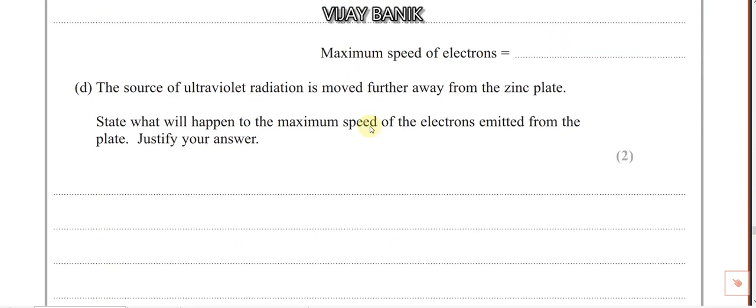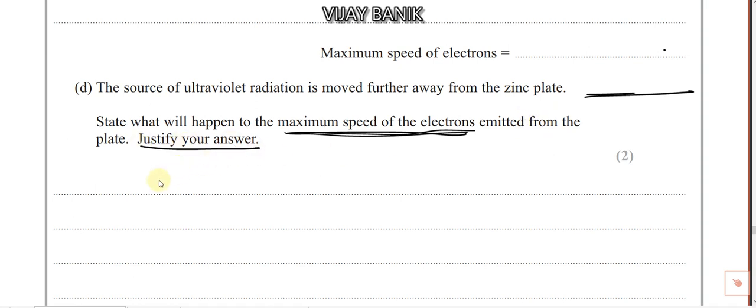Now, the source of the ultraviolet radiation is moved away from the zinc plate. If the source is moved away, its intensity decreases. Remember that. If you have a torchlight and move it away from your eyes, the intensity of light you feel decreases. State what will happen to the maximum speed of the electron. The maximum speed of the electron will not change. If you take it away, the intensity decreases and the number of electrons emitted decreases, but the maximum speed of the electron remains the same because the frequency is the same.